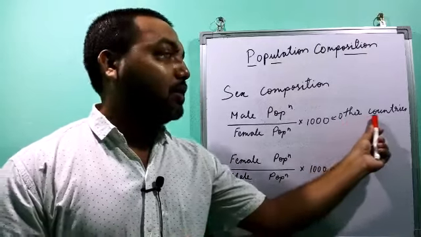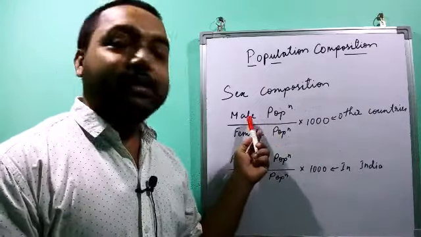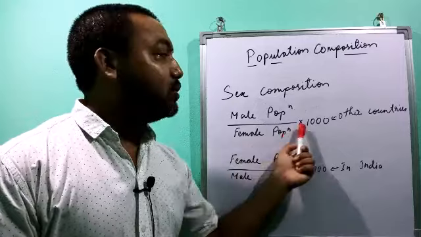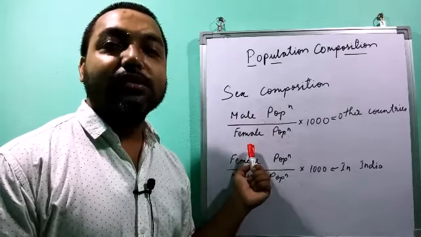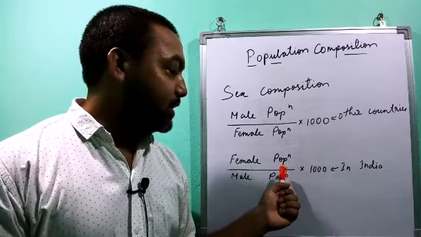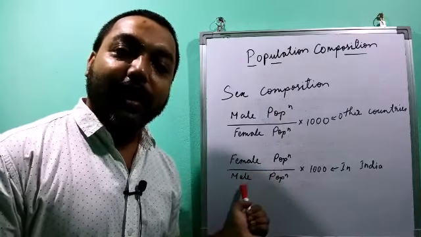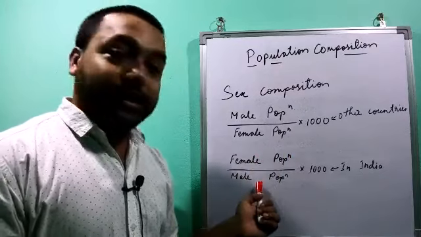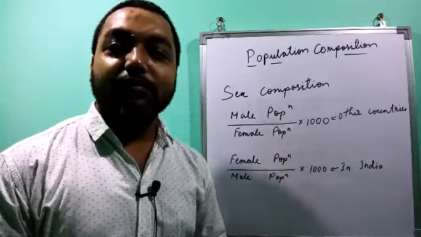In other countries of the world the formula is different, and in India the formula is different. In other countries of the world, the male population is divided by the total female population into 1000. So here the male population is the countable thing and the female population is the base. But in India, the total female population is divided by the total male population. So here the female population is countable and the male population is the base, into 1000.